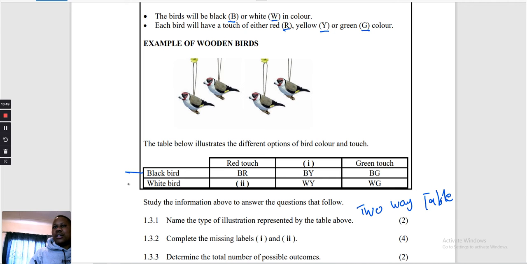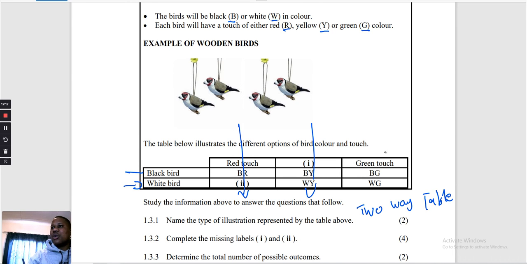Look at this. We look at the two-way table. It shows you the numbers on the horizontal, and it also shows you what? The vertical. So it's a two-way. We have the information on the horizontal, we have the information on the vertical. So we call that a two-way table. Now they say complete the missing label number 1 and number 2.